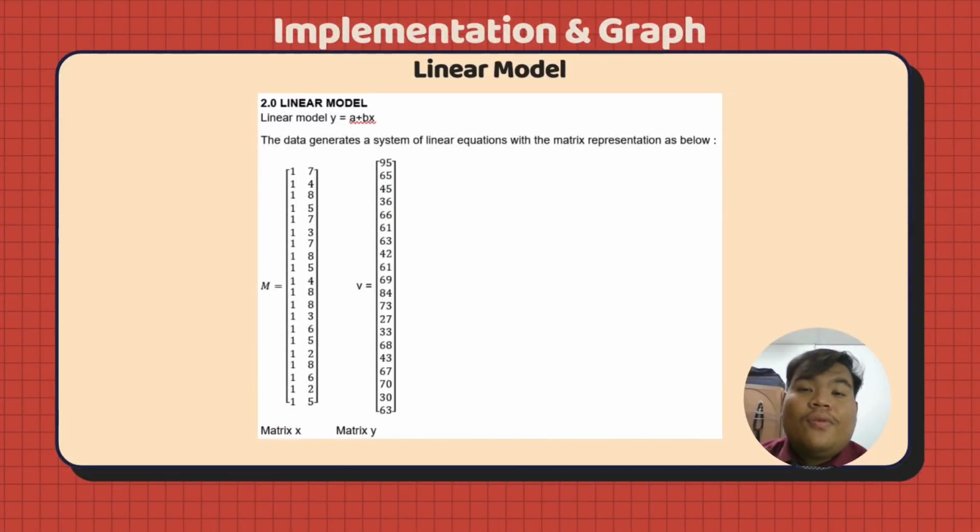Now let's continue to the implementation and graph section. I would like to explain the linear model. The equation of the linear model is Y equals A plus BX. The data generates a system of linear equations with the matrix representation as below. As you can see, our M has a value of A and a value of X, and for the V, it has a value of Y.